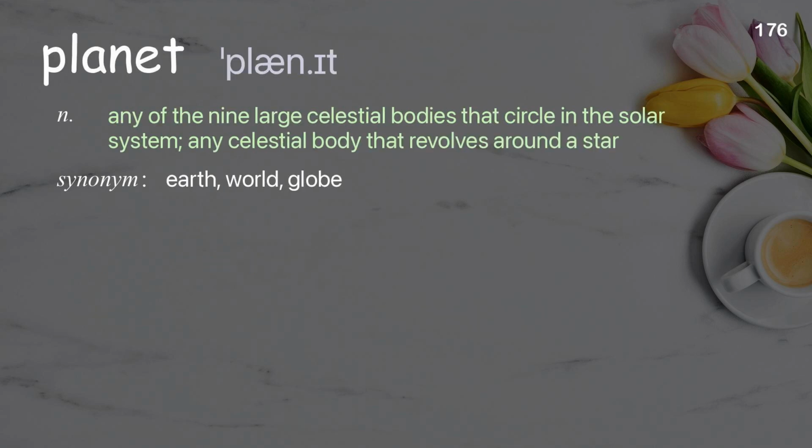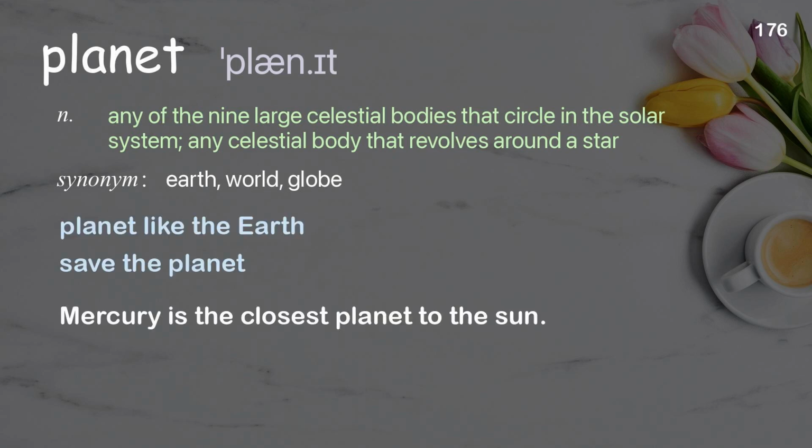Planet: Any of the 9 large celestial bodies that circle in the solar system, any celestial body that revolves around a star. Examples: Planet like the Earth. Save the planet. Mercury is the closest planet to the Sun.